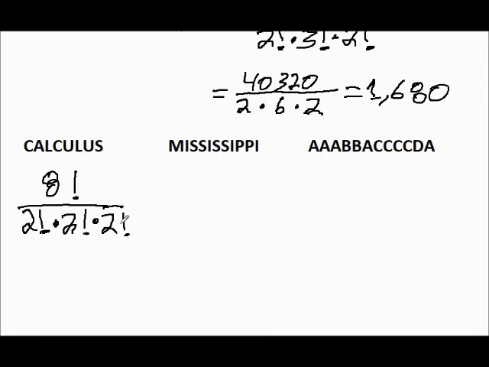Now once again, you could do the arithmetic. In fact, we already have 8 factorial. It's 40,320. And we know 2 factorial is 2, times 2, times 2, so we got 8, so we can go ahead and give that a go.